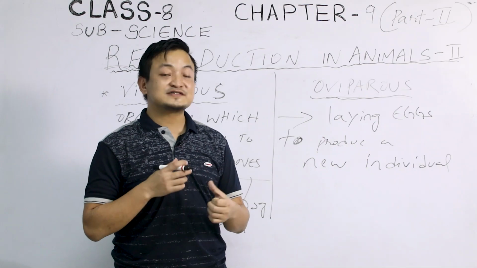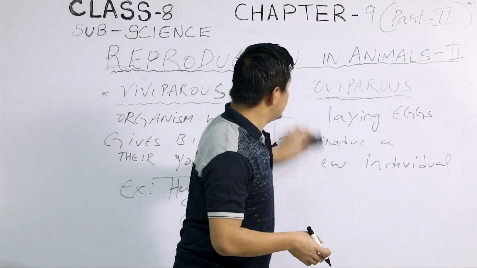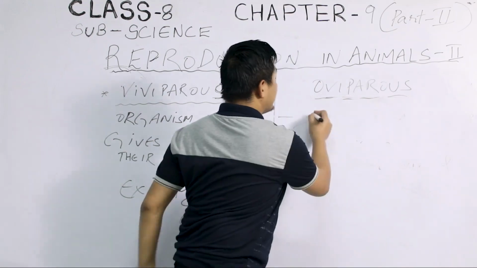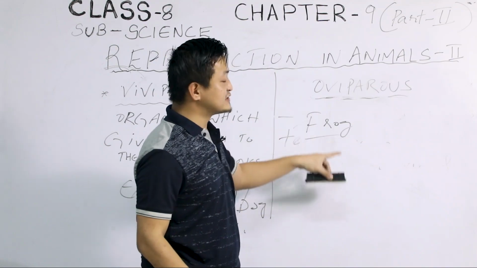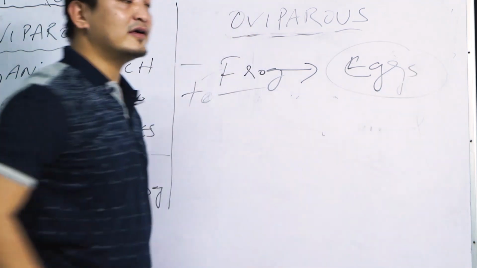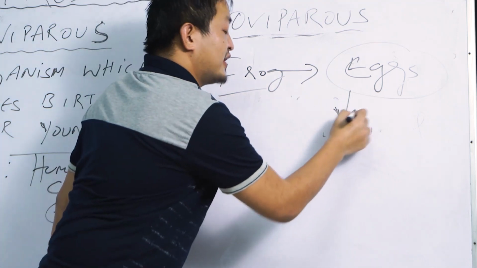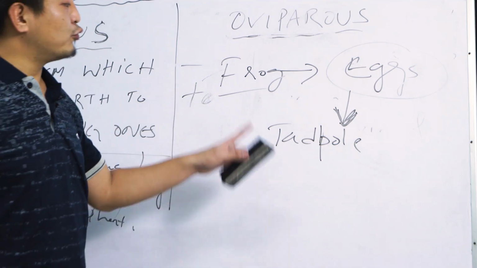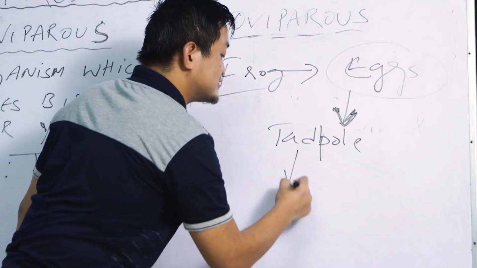Now, I'm sure you have seen a tadpole, right? A tadpole. So frog, what do they do? Frog falls under oviparous, right? Frogs lay eggs, okay? Now, after the egg, we get to see a young tadpole, right? A young tadpole. And when this tadpole becomes an adult, we get to see a frog.